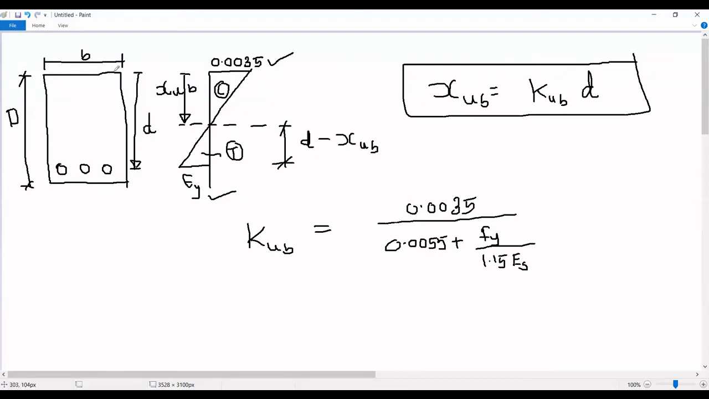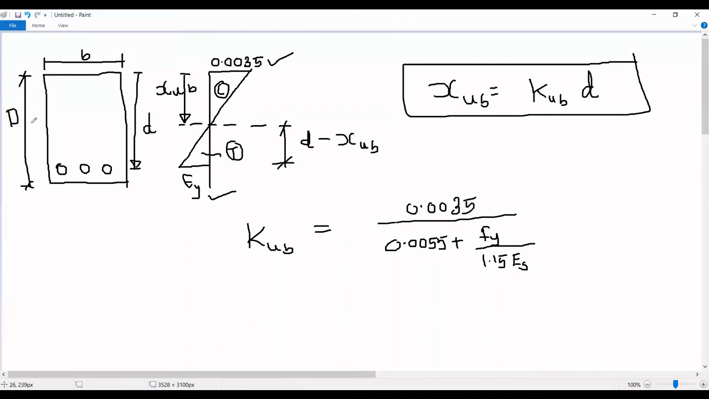That means if you have two cross sections of sizes 230 by 500, where 500 is the effective depth and 230 is the width, and another cross section of size 300 by effective depth 500, as long as the effective depth remains the same, that is 500, the position of the neutral axis at failure, if these were designed as balanced sections, will remain the same, equal to KUB times D.